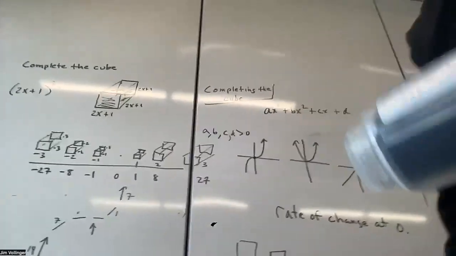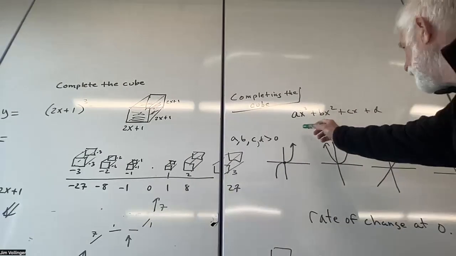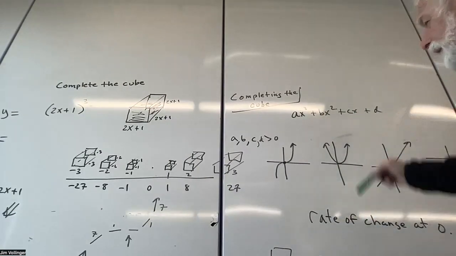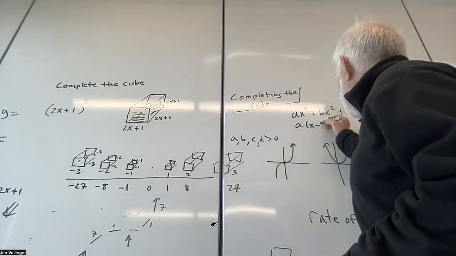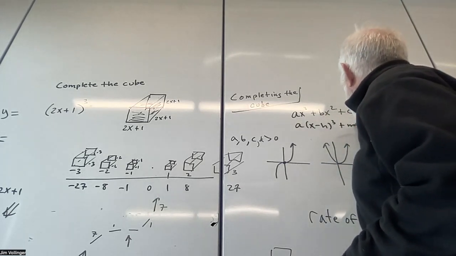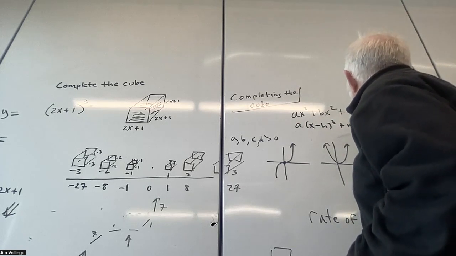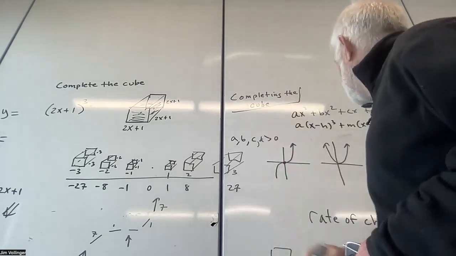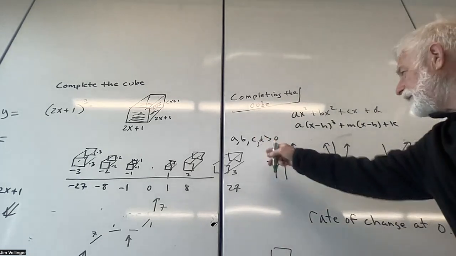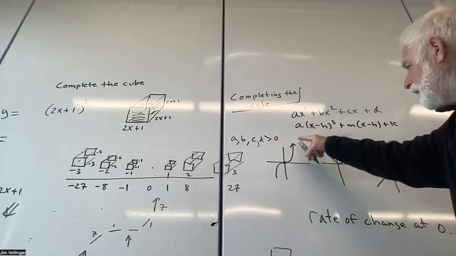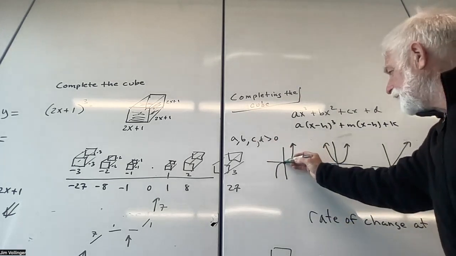I'm babbling a little bit, but I'll get to my point soon. So what do we have here? The completing the cube video is worth looking at. It takes ax cubed, bx squared, cx plus d, and reshapes it into a(x minus h) cubed plus m(x minus h) plus k. I encourage you to see that video, but just looking at cubics, if the a, b, c, and d terms are positive, there's a point of inflection at 0.